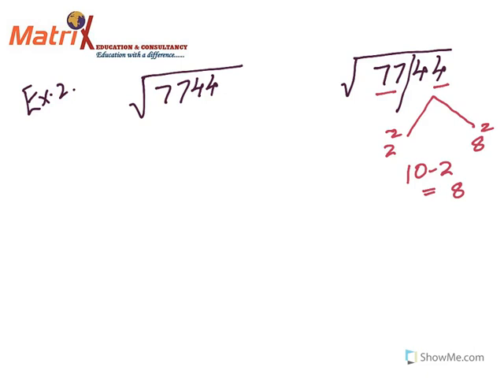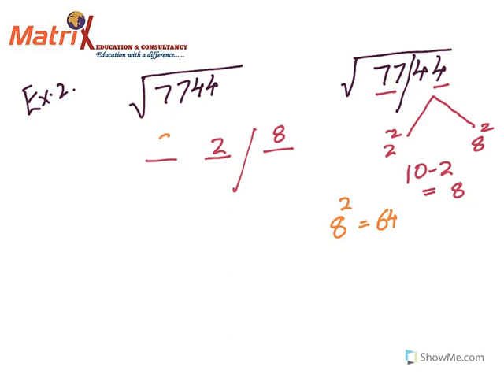Now again 3 partitions, 3 columns. This number will be either 2 or 8. How to find out the first number? Find the closest perfect square to 77. Now this is 8 square, that gives me 64, and 64 is less than 77. So that means it will be 8 only. I cannot pick 9 because 9 square is 81 and we do not have 81 in the question.